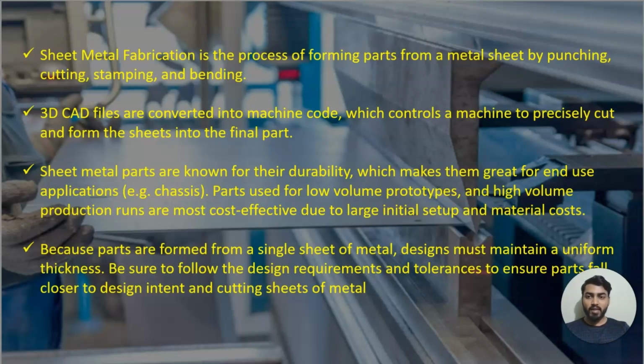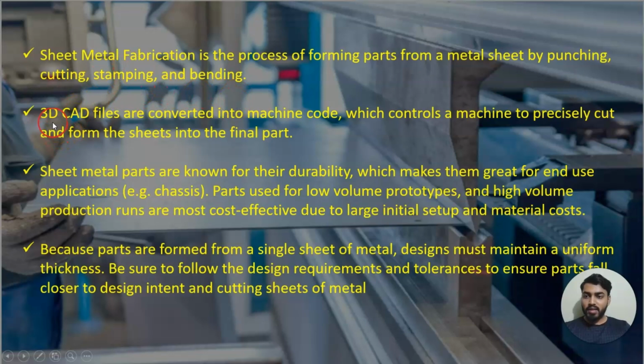So sheet metal, as you can see, is a process of forming parts from a metal sheet. We are not going to use any solids here. It is just a sheet with less thickness, up to 6 mm. By using that sheet, we are going to create parts by using punching operation, cutting, stamping and bending.